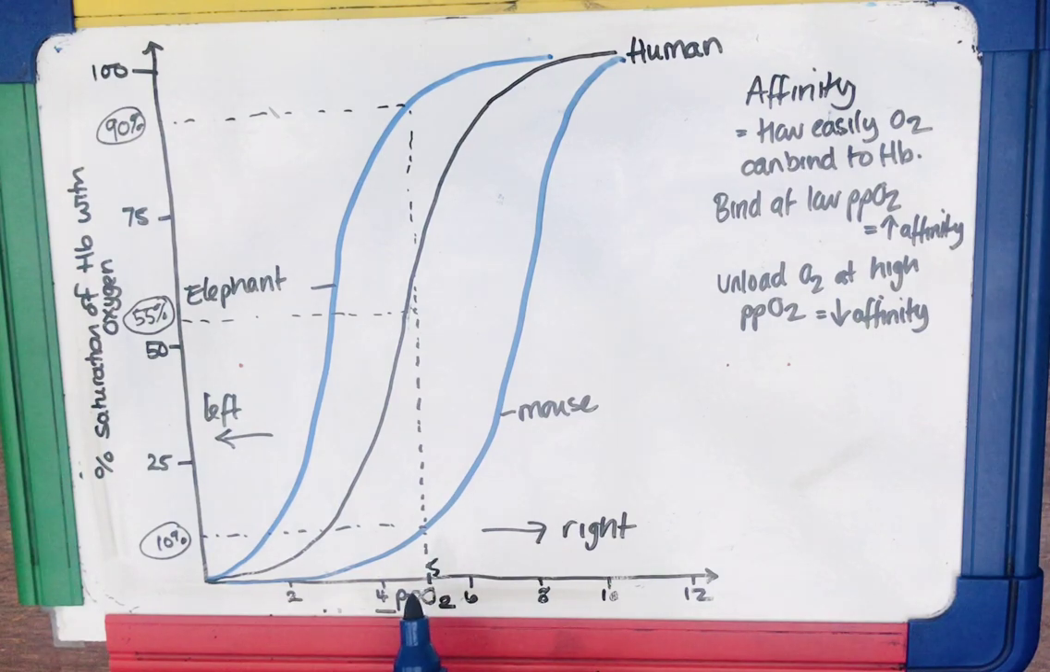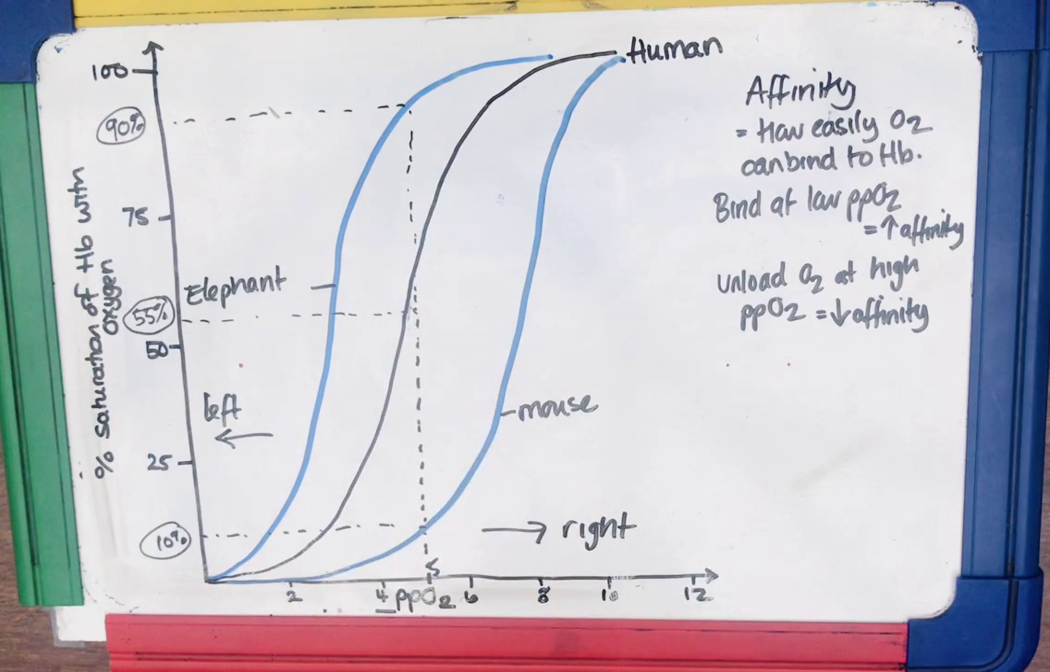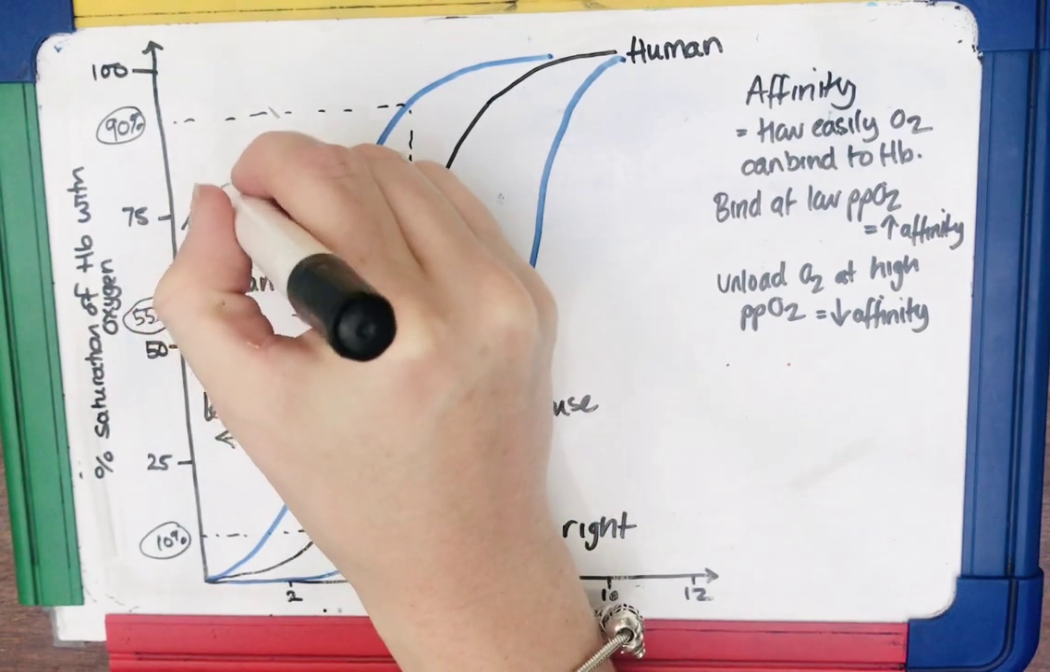The mouse haemoglobin is only 10% saturated, meaning that it's given up 90% of the oxygen that it was carrying. The human haemoglobin is 55% saturated, meaning it's given up 45% of the oxygen it was carrying. And the elephant haemoglobin is 90% saturated. It's only given up 10% of its oxygen. If it's still holding on to its oxygen, like the elephant haemoglobin, it's still bound to it, it's closely associated with it, it's still got an attraction to it, we say that it's got a high affinity.